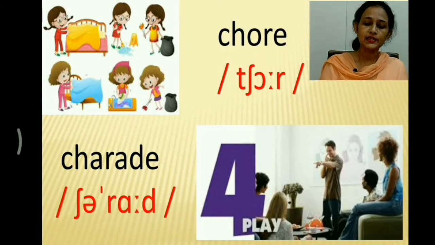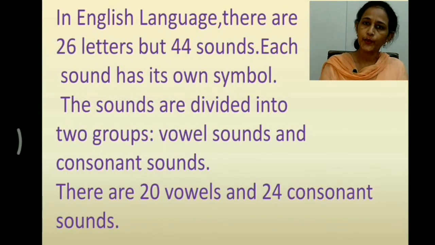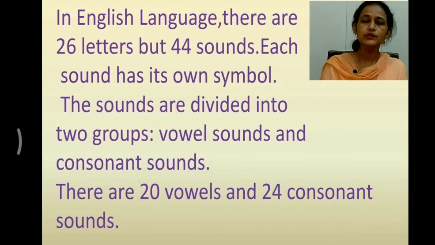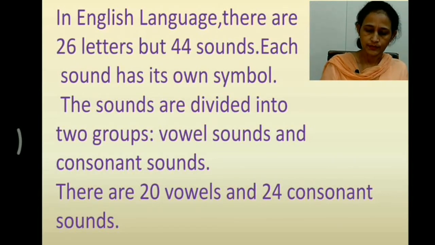So in the English language, there are 26 letters but 44 sounds. Each sound has its own symbol. The sounds are divided into two groups, vowel sounds and consonant sounds. There are 20 vowel sounds and 24 consonant sounds.